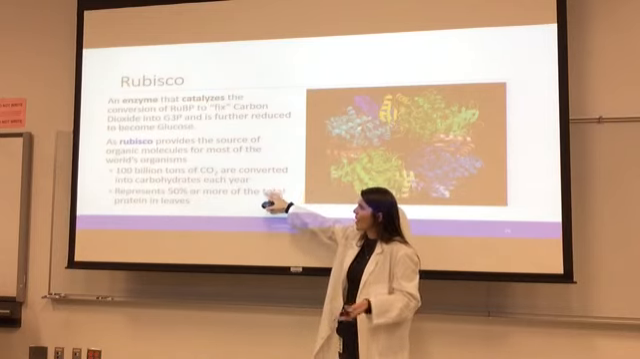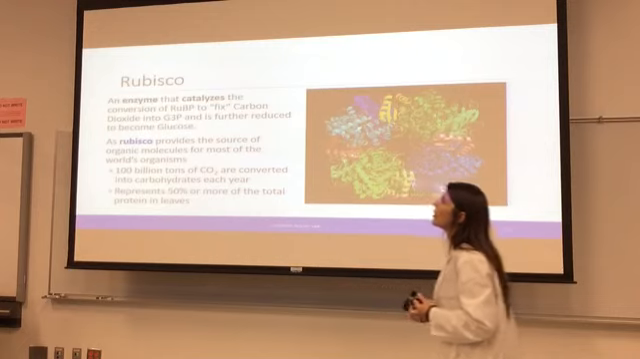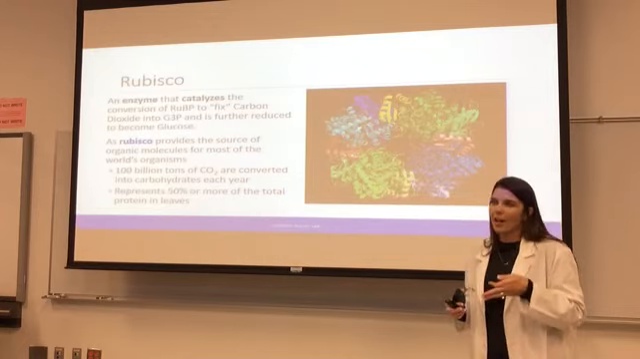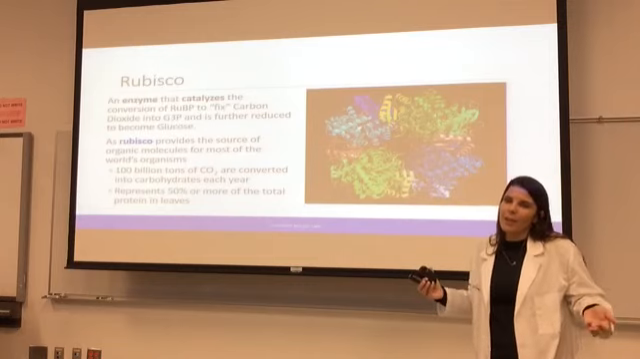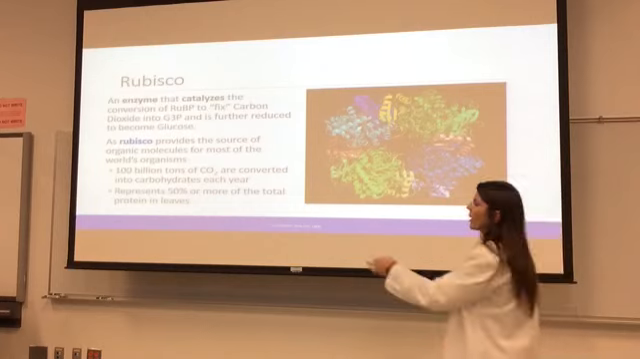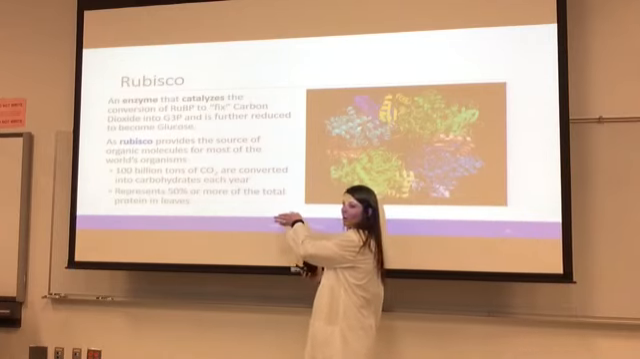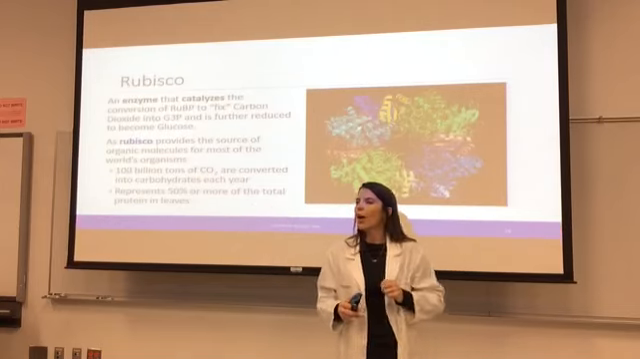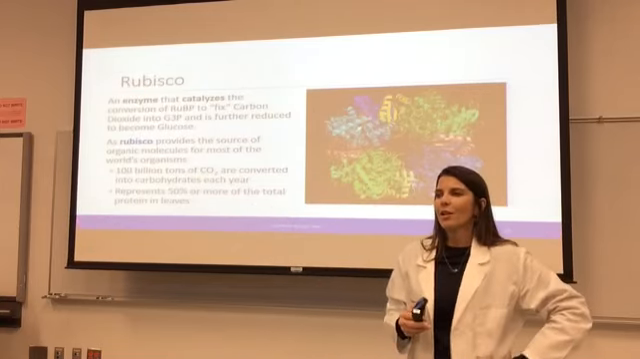It says, on average, about 100 billion tons of carbon dioxide are converted into carbohydrates every year, just by this enzyme, because we have that many photosynthetic organisms. Then it says, and this is the part I really want you to think about, Rubisco represents 50% or more of the total protein in leaves. What does that mean?